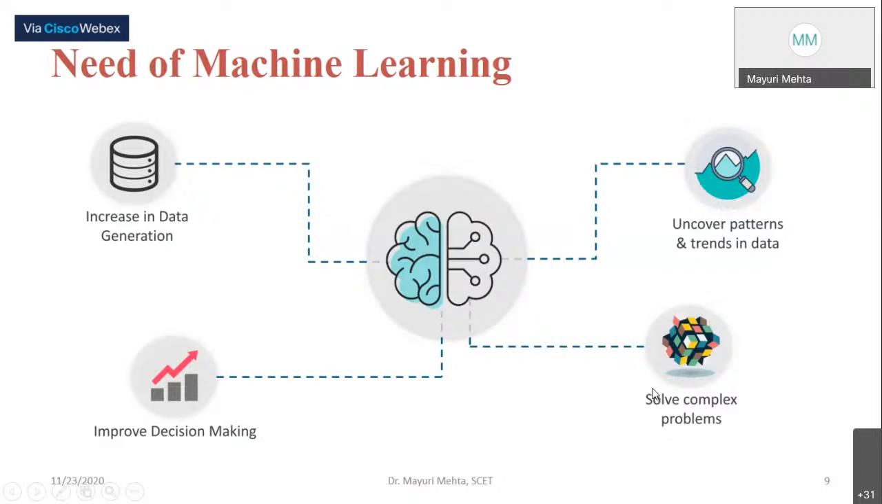And the next reason, these are the four main reasons, right? The next reason is that to solve complex computational problems, we need machine learning. From detecting the genes associated with diseases to building self-driving cars, machine learning can be used to solve the most complex problems of our real life, right? So this is why we need machine learning today. These are the needs of machine learning.